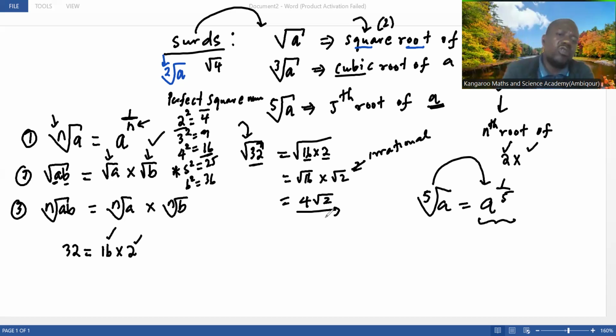It's very important to know these laws. Very important, especially number 1 and number 2.